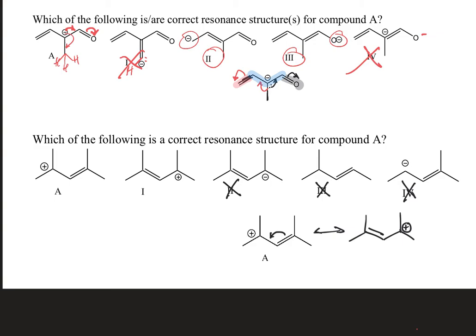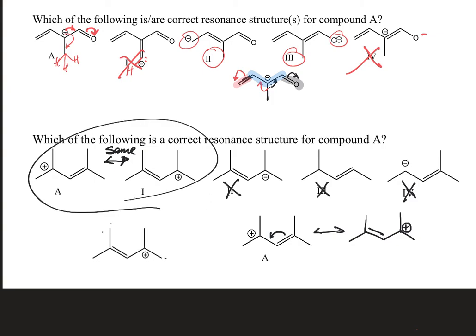Where did the positive charge go? The only one that maintains the positive charge is 1. In fact, these two here are not only just resonance structures, but they're the same molecule. They're just flipped. Watch this. If I'm going to take molecule 1 out, and I'm going to flip it, you'll see it's exactly the same as A. So those are the same.